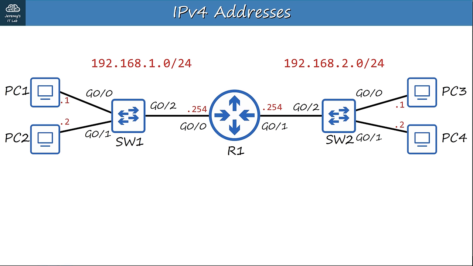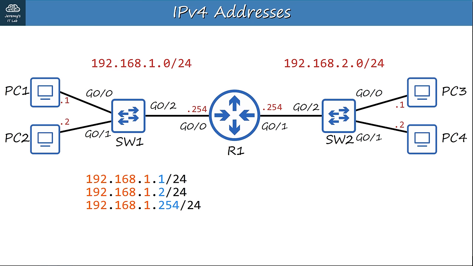Here's a quick look back at our small network. The IP addresses of PC1, PC2, and R1's G0/0 interface are 192.168.1.1/24, 192.168.1.2/24, and 192.168.1.254/24. Notice that the network portion of each IP address is the same, because they are all part of the same local network. Only the host portion is different.